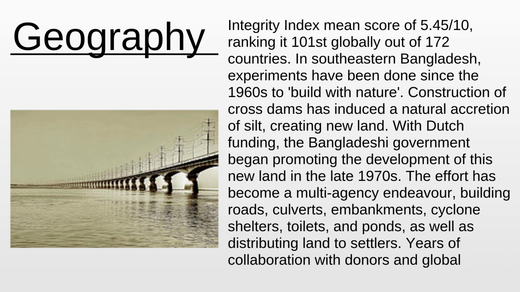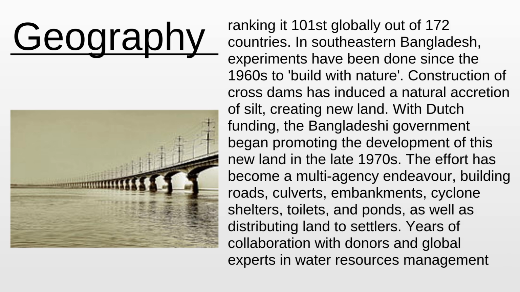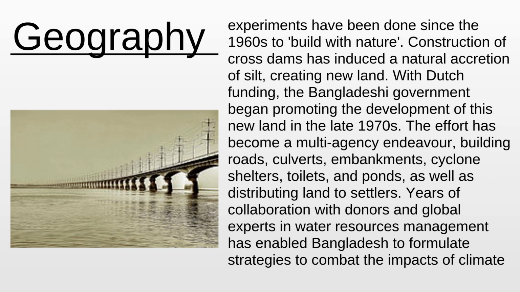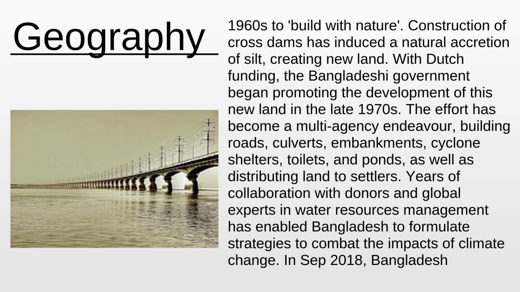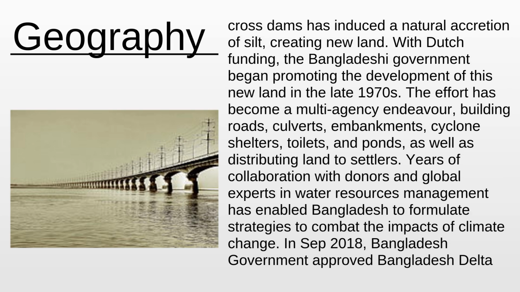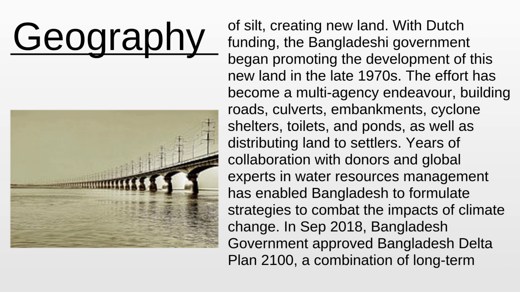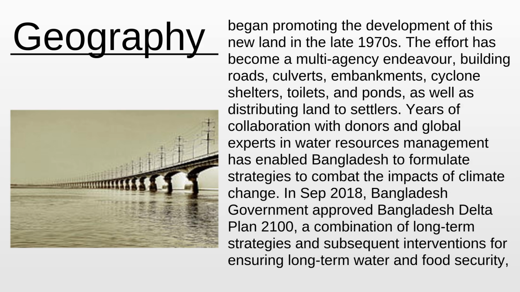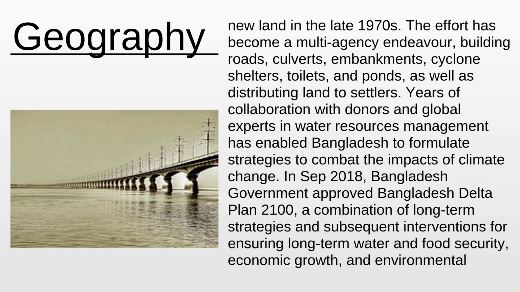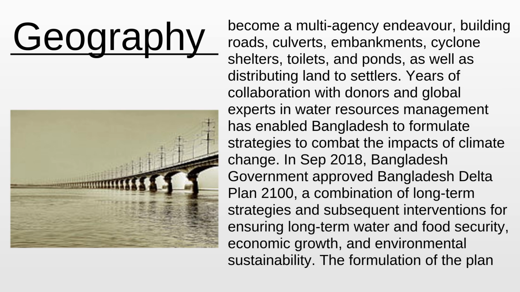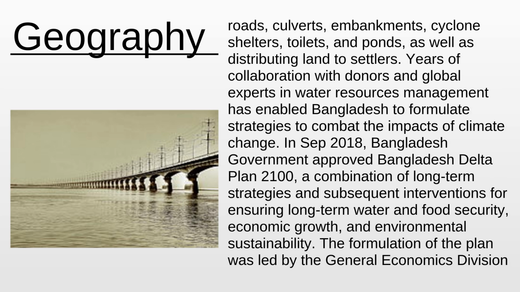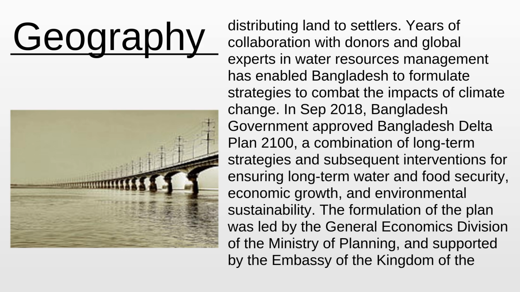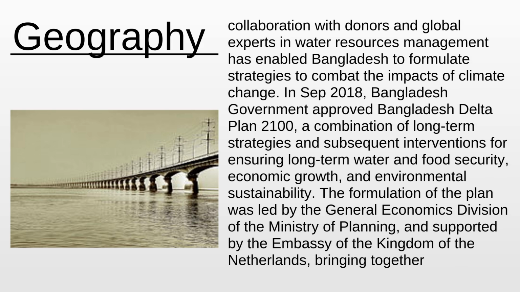In southeastern Bangladesh, experiments have been done since the 1960s to build with nature. Construction of cross dams has induced a natural accretion of silt, creating new land. With Dutch funding, the Bangladeshi government began promoting the development of this new land in the late 1970s. The effort has become a multi-agency endeavor, building roads, culverts, embankments, cyclone shelters, toilets, and ponds, as well as distributing land to settlers. Years of collaboration with donors and global experts in water resources management has enabled Bangladesh to formulate strategies to combat the impacts of climate change.